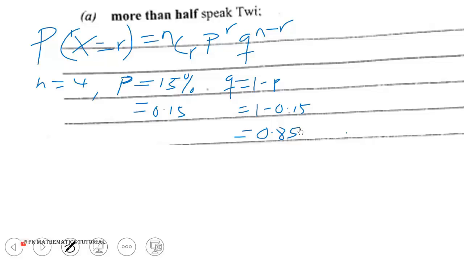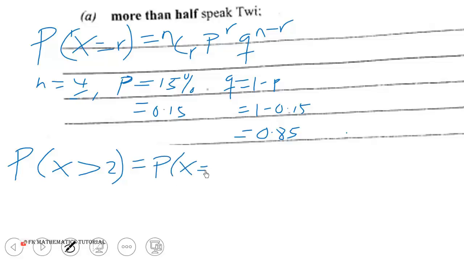So the probability that more than half speak Twi when 4 people are choosing. We are going to get the probability of X greater than 2. So that will be equal to the probability of X equal to 3, or the probability of X equal to 4.